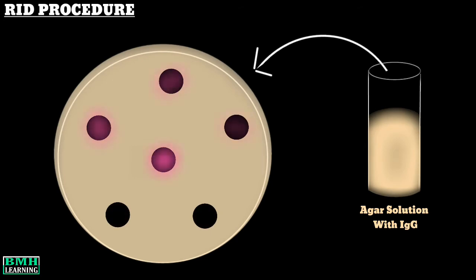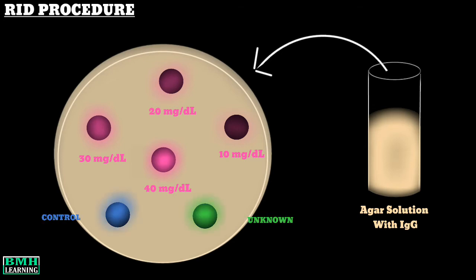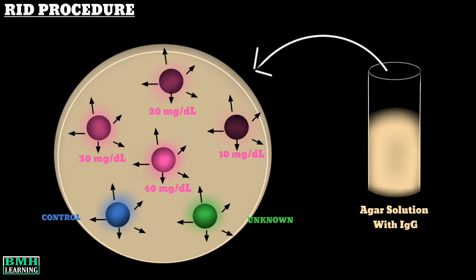A single standard or a series of standards containing known concentrations of antigen are placed in separate wells, while control and unknown samples are placed in the other remaining wells. The different concentrations are shown as well. Antigens specific to the impregnated antibodies diffuse through the agar in all directions from the well. Diffused antigens react with the antibody incorporated in the agar gel.